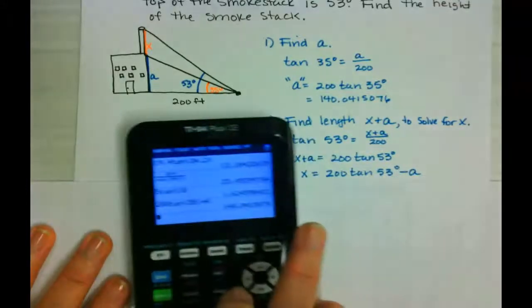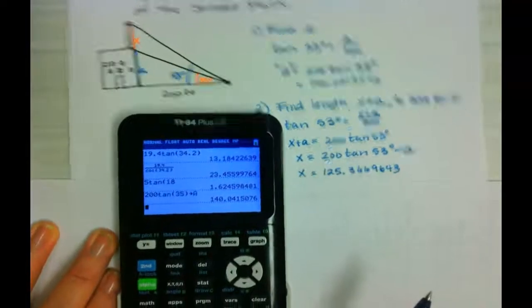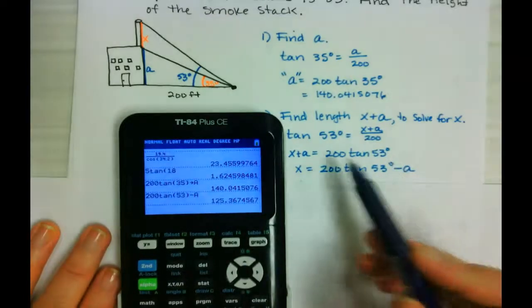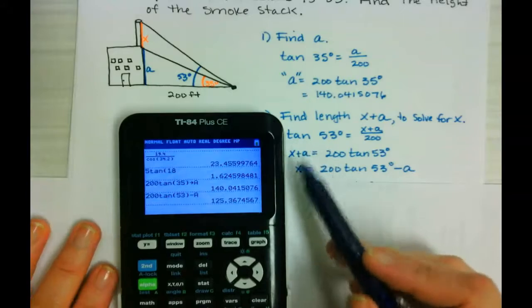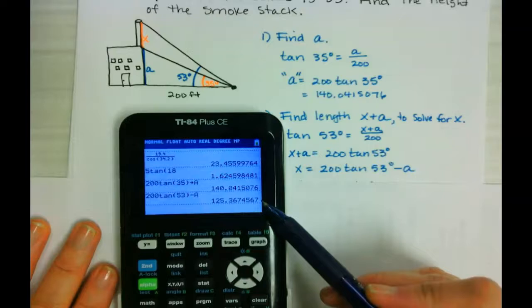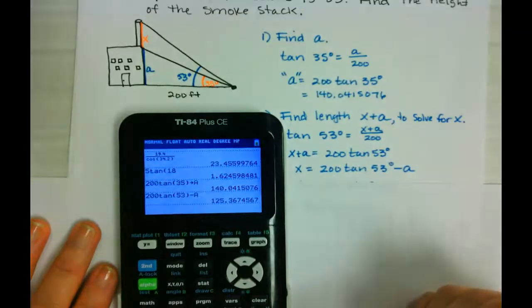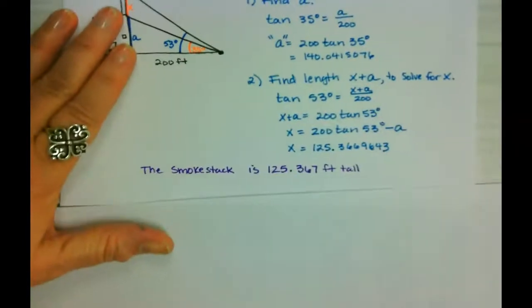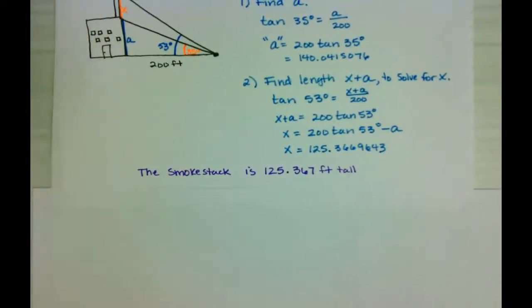So now I can go into my calculator and use that stored value, and I can say 200 tan of 53 degrees this time because that's the big angle, and then I can do minus alpha A, and that gives me my value there, which is what x is. So actually when I calculated this, I'm setting it up so that I can calculate x at the same time. So the height of the smokestack is 125.367, and we do have units on this one, which are feet. So that's how tall the smokestack is. And remember always to 3 decimal places unless you're told otherwise.